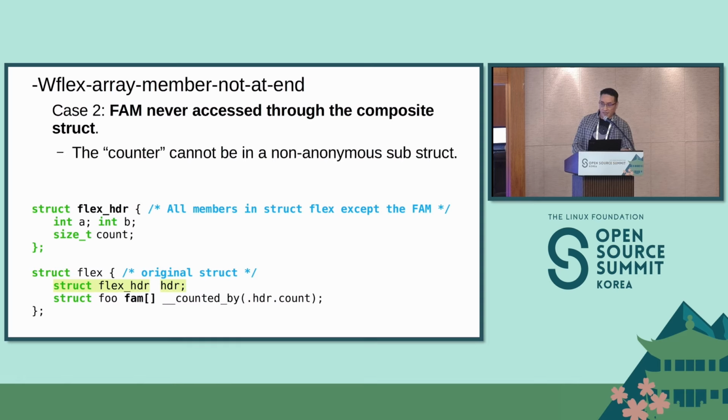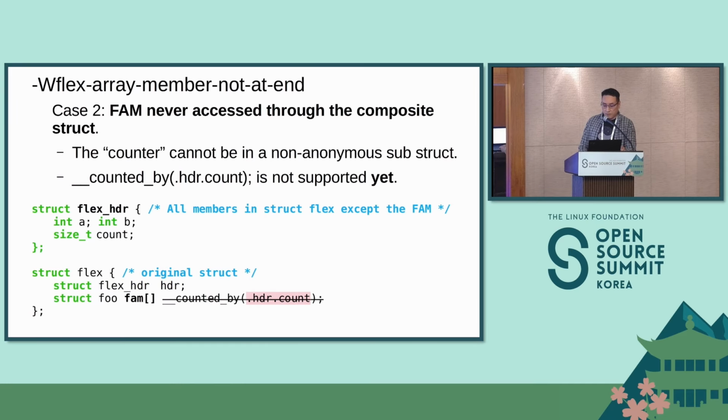Okay, but one of the requirements to use counted by right now is that the counter member, in this case count, cannot be in a non-anonymous structure. So something like this is not possible right now. This is not supported yet, but this is coming. This is something that is going to be available in the next version of GCC. Right now we are in version 15, and in GCC 16 this is going to be available. However, right now we cannot do this.